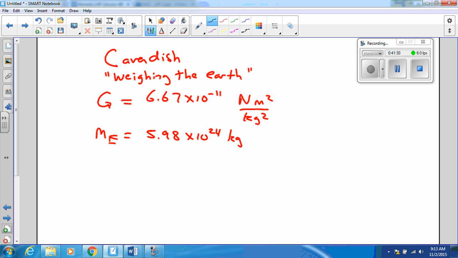The sun's even bigger, 10 to the 31st kilograms. It's just too much. That's right.